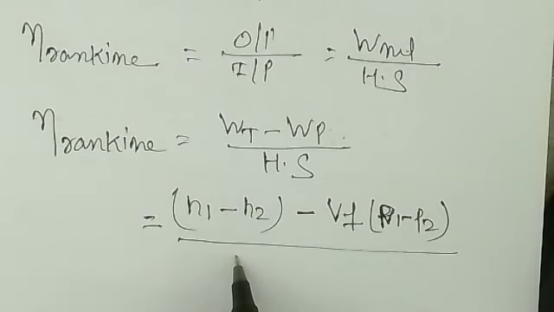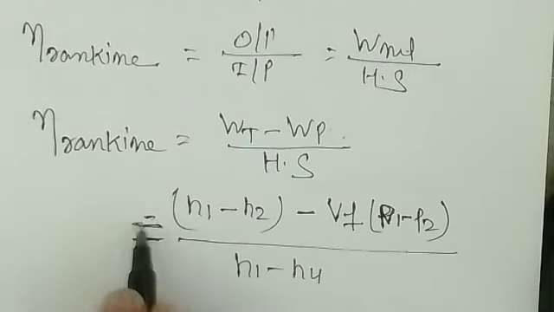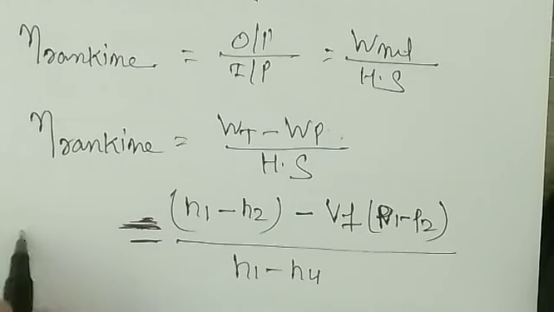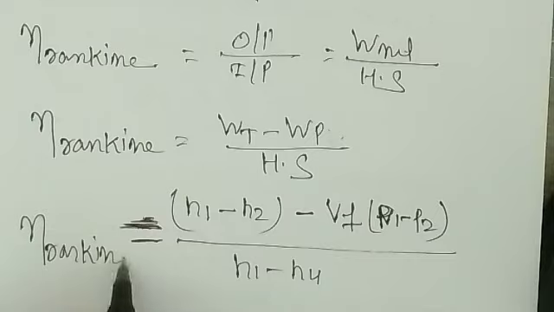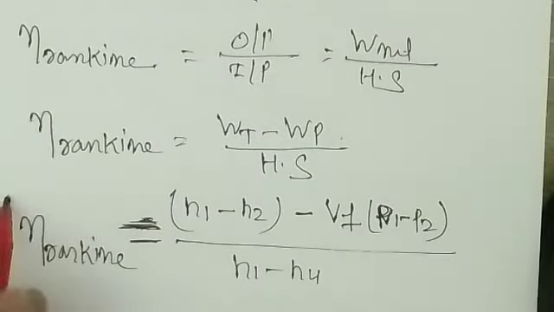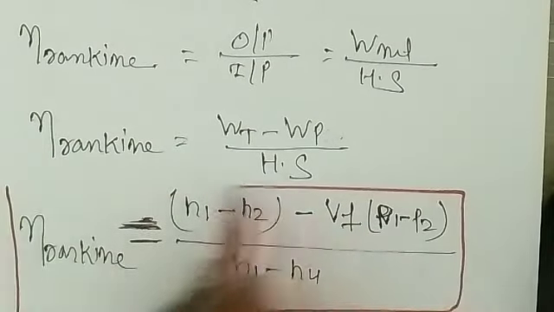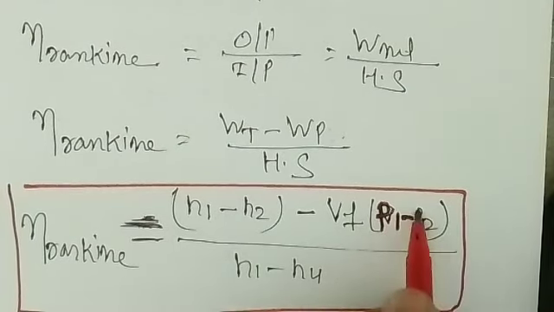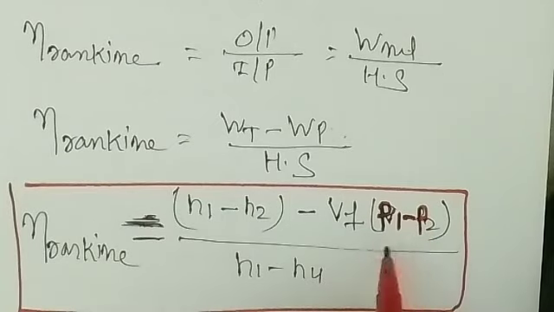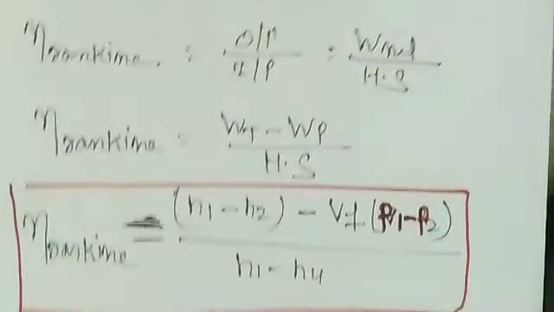Heat you are supplying, just now we have seen, is H1 minus H4. So this is how we can get the efficiency of the Rankine cycle, okay. So this is the efficiency of a Rankine cycle that you can get: H1 minus H2 minus Vf into P1 minus P2, by H1 minus H4, okay.